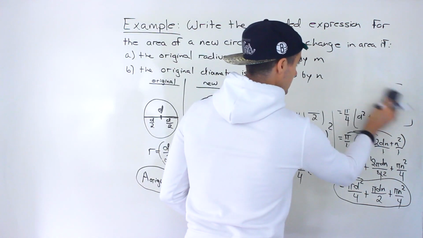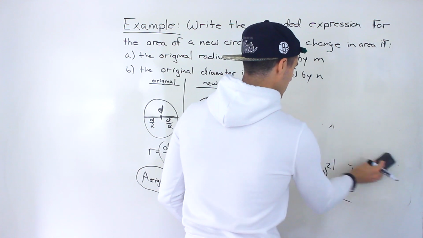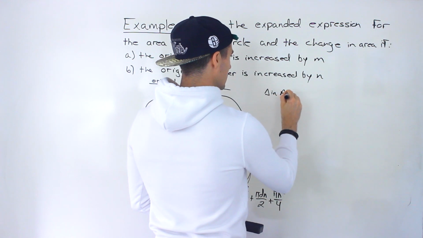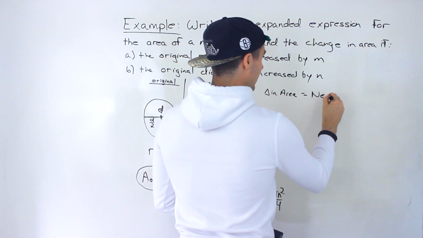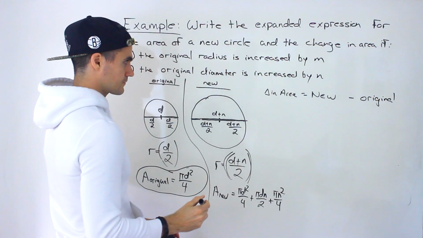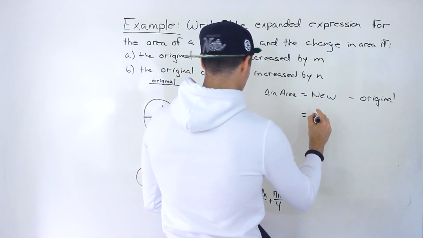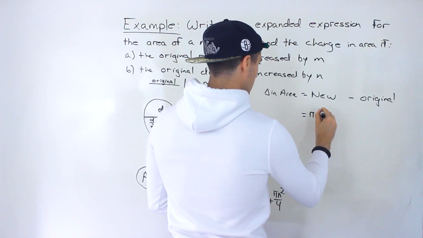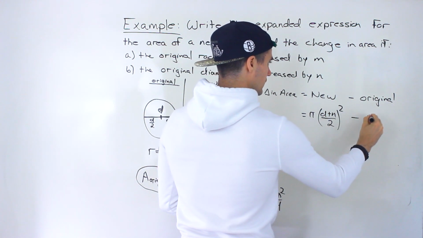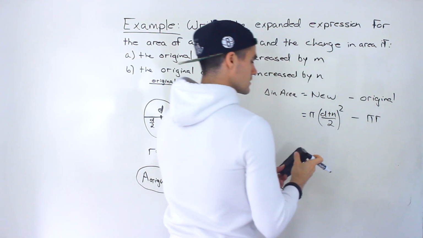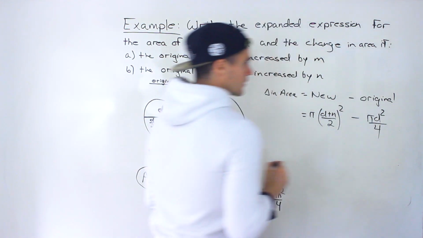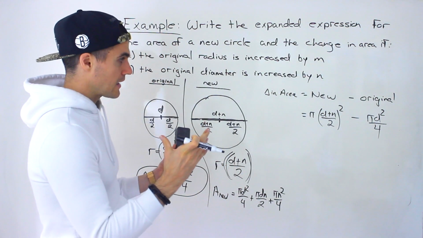And then we also need the expression for what? The change in area. And that's not too bad because we already have the new area and we have the original area, like that. Now again, if you want to create a formula here that's not expanded, sorry, this would be pi d squared over 4. I almost put the radius. Right, that would be the non-expanded formula.